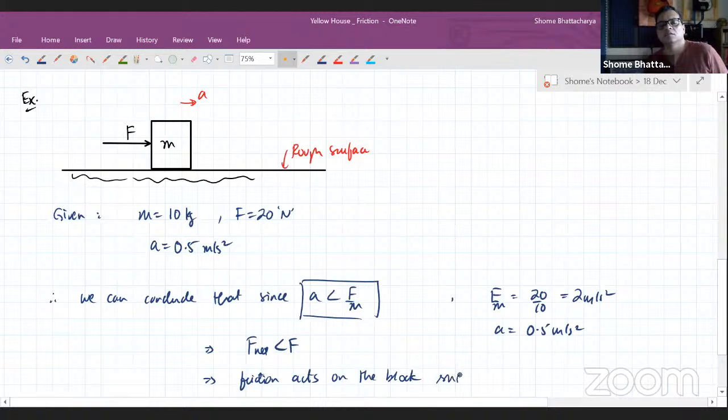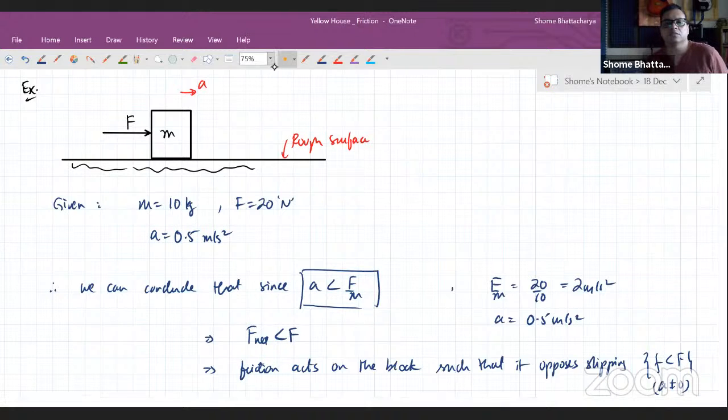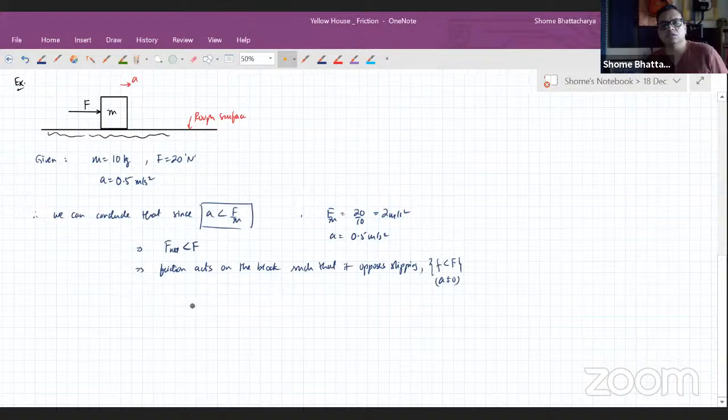such that it opposes slipping again. Okay. However, the amount of friction acting this time is less than the external force. So that's why the acceleration is not equal to 0. It is not able to balance the external force. Okay. So it acts such that it is opposing slipping.